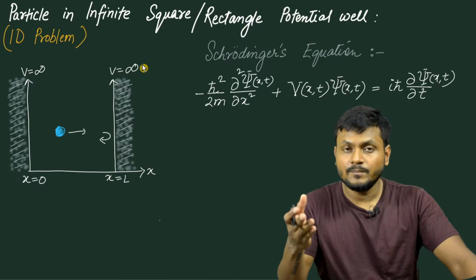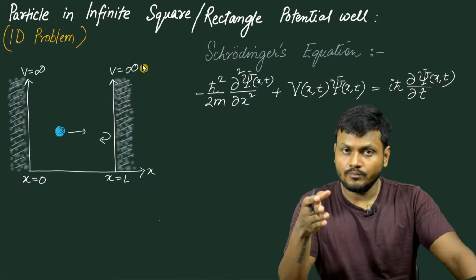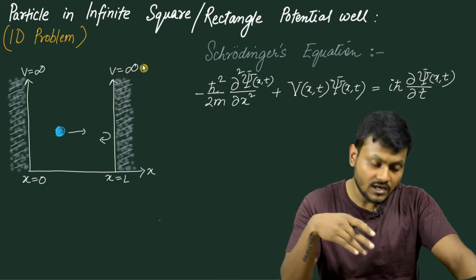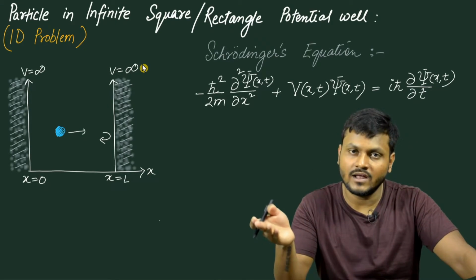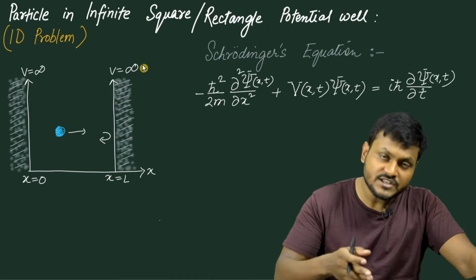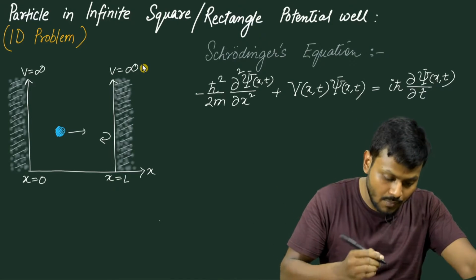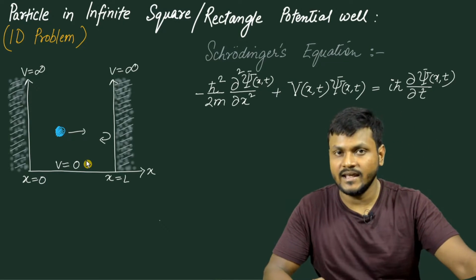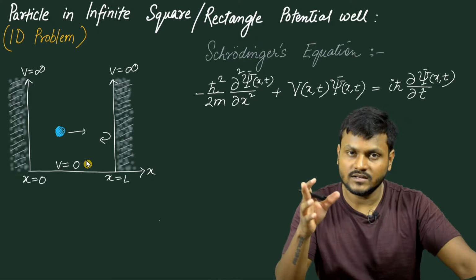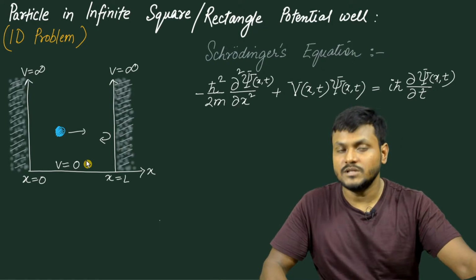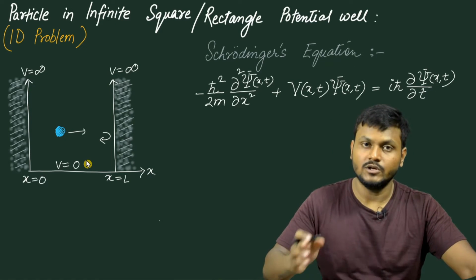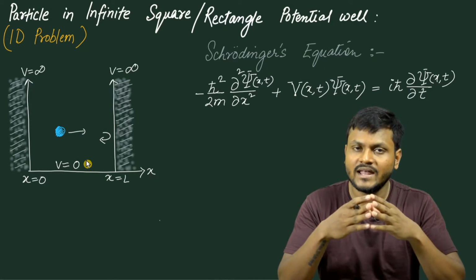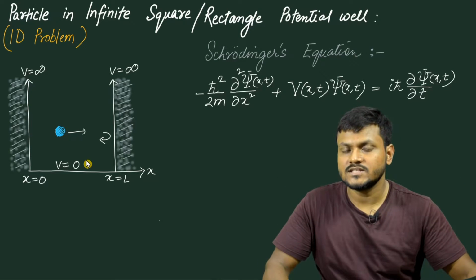So the potential beyond x is equal to 0, for all values less than x is equal to 0, is infinity, and the potential beyond x is equal to L, for all values greater than L, is infinity. So the potential between these two boundaries is 0, where the particle can exist. So the particle is a free particle in this region between x is equal to 0 and x is equal to L.